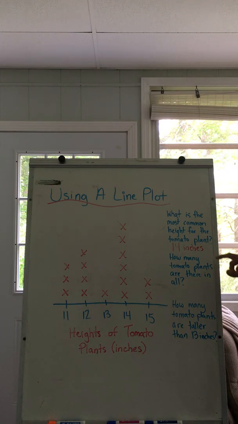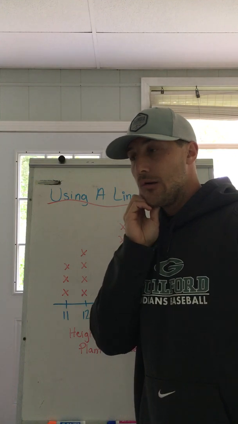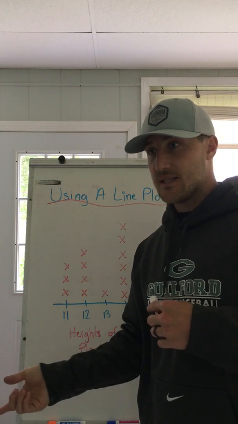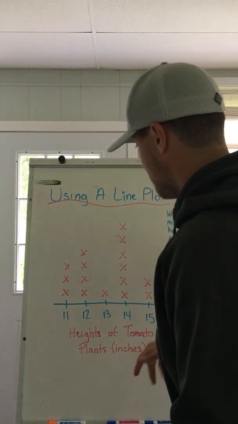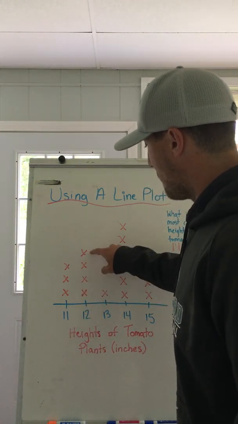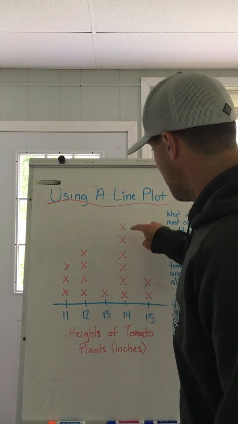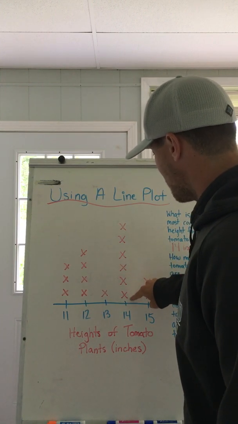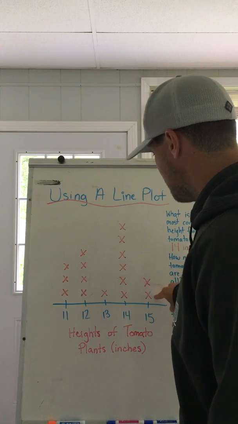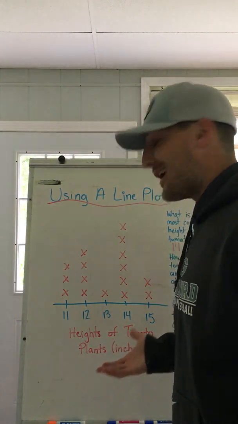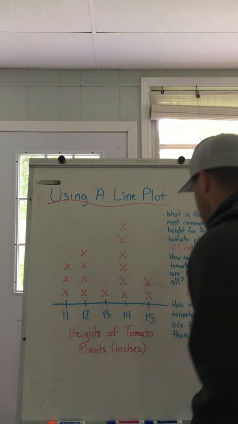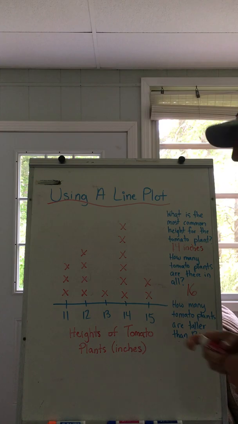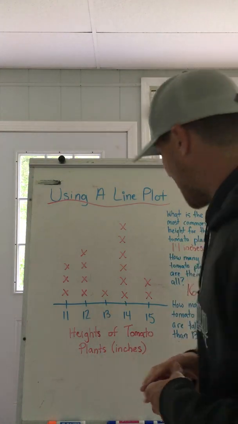Question number 2. How many tomato plants are there in all? Well, let's see. If each X is going to represent one plant, couldn't I just count up all the X's? I could. So let's do that. 1, 2, 3, 4, 5, 6, 7, 8, 9, 10, 11, 12, 13, 14, 15, 16. So to find how many there were in all, I just count all of them. 16.